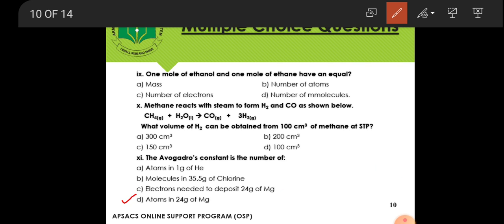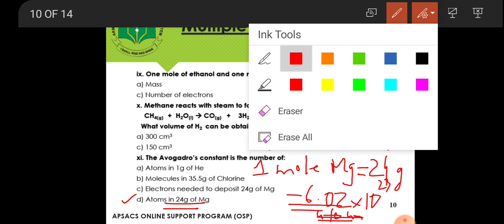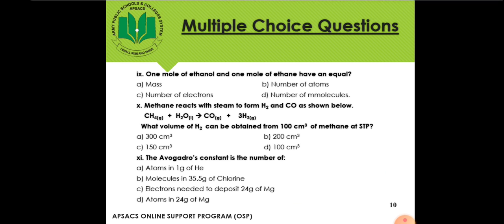D part, atoms in 24 gram of magnesium. Yes, we know that 1 mole of magnesium, that is 24 gram of magnesium, contains 6.02 into 10 raised to power 23 atoms of magnesium. So this is the correct answer. Avogadro number is the number of atoms present in 24 gram of magnesium. Yes students, so let's solve the next question now.